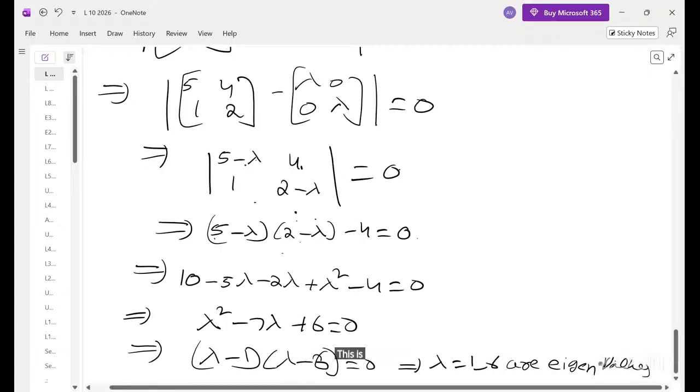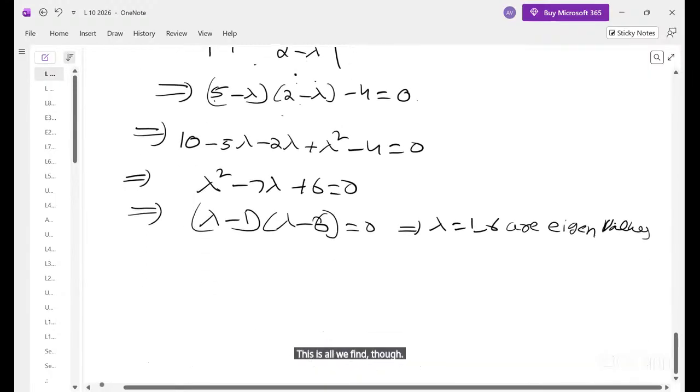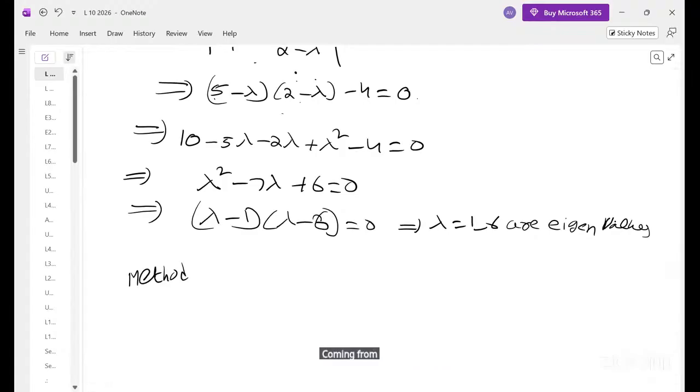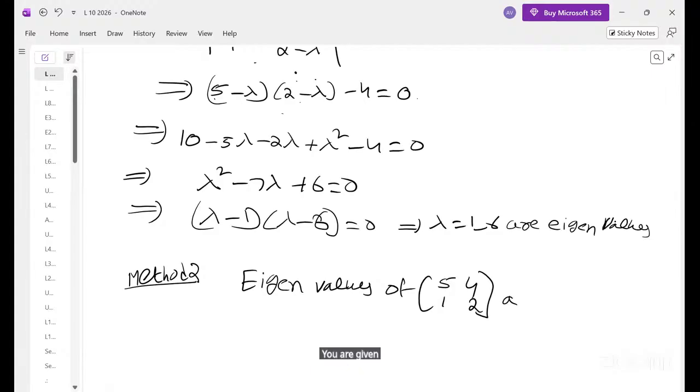This is how we find out. But if it is given for MCQs, don't do like this. This is the original method. What is method 2? Coming from the options. Eigenvalues of 5, 4, 1, 2 are. For example, you are given this. So this much space will not be there for you. So options will be given to you.